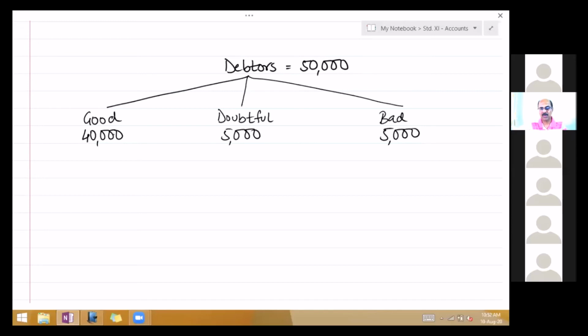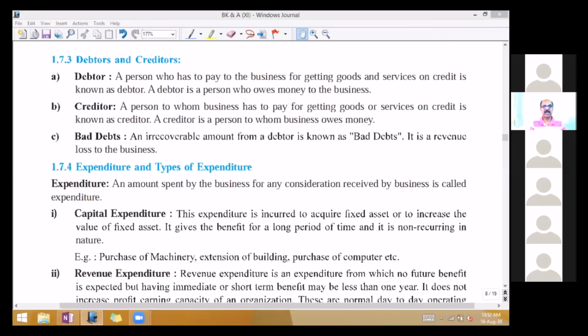Let's go back to the text and see what is another word. After capital and drawings, we discussed debtor, creditor, and we discussed bad debts. And students who are good at learning by heart can always say, an irrecoverable amount from a debtor is known as bad debts. But many times, if you cannot remember the book sentence, you have your own sentence to say what is a bad debt. Students, knowing the meaning is very, very important. Otherwise, you tend to learn by heart and pass, and then you forget and you don't know what to say.